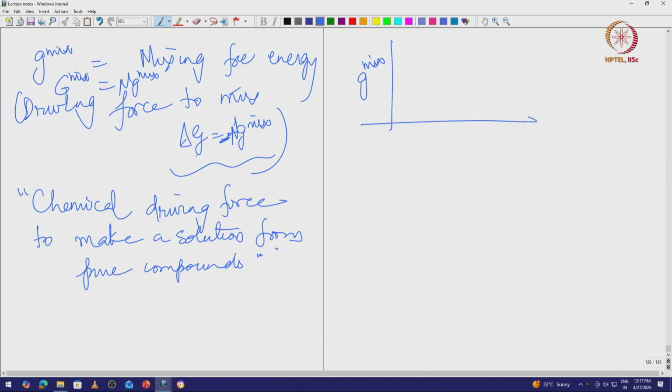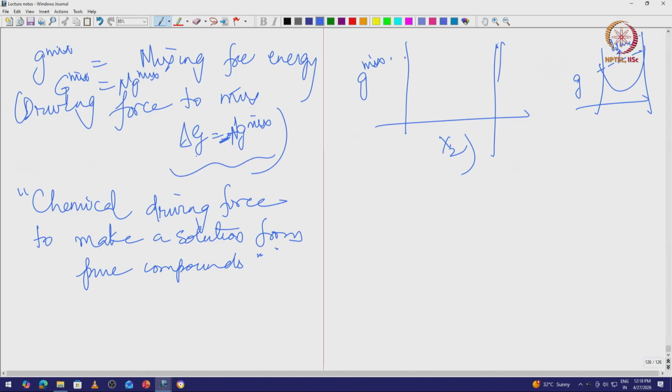So, remember that G mix is just G, which is like this, minus this line which is the pure G, G pure, and that will be a more symmetric curve. So, it is going to be like this. Okay. So, G mix, I mean it does not need to be symmetric about x2 equal to 0.5, that is not necessary in general. How does the driving force look? So, it will have the same intercepts here and here because I have subtracted the pure compounds.